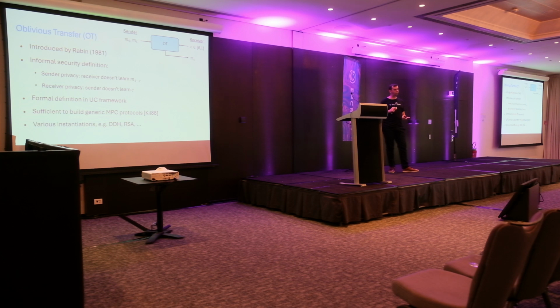And there are two security requirements for this protocol. The first one, sender privacy, which requires that the receiver doesn't learn the other message of the sender. And the second requirement, receiver privacy, which requires that the sender doesn't learn the choice bit of the receiver, and consequently he doesn't learn the output message that the receiver gets. While this is an informal definition, the formal definition is given in the UC framework, but for this presentation we will only use the informal one.